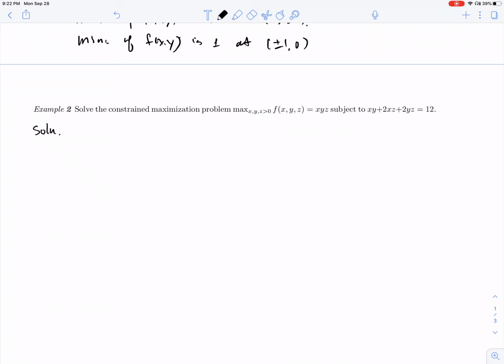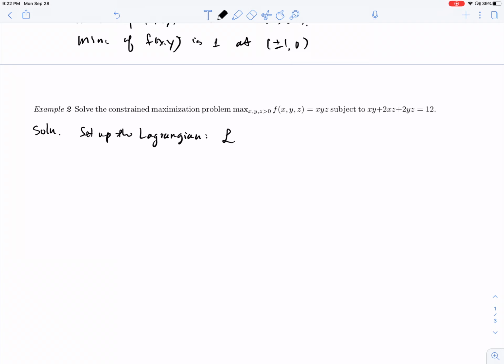If you remember, that's the volume of the box without the lid, right? And subject to this constraint on the surface area. So we have the following thing. We're going to set up the Lagrangian. How do we do that?